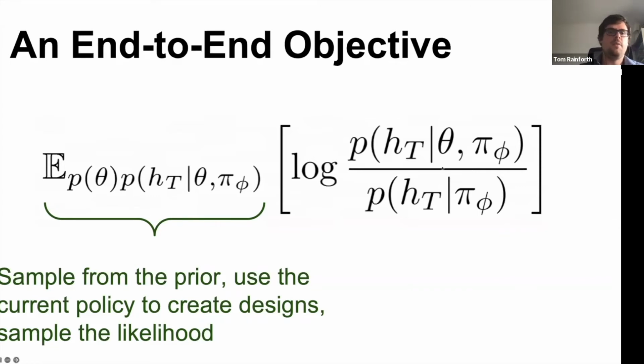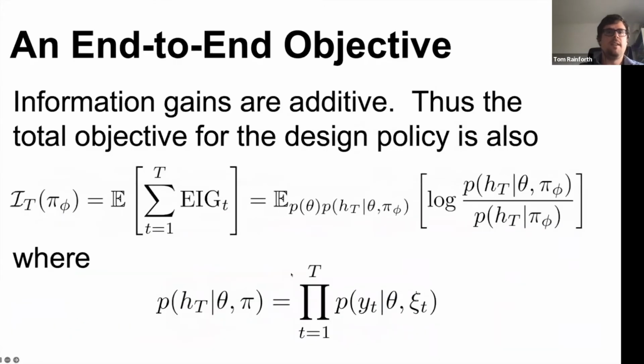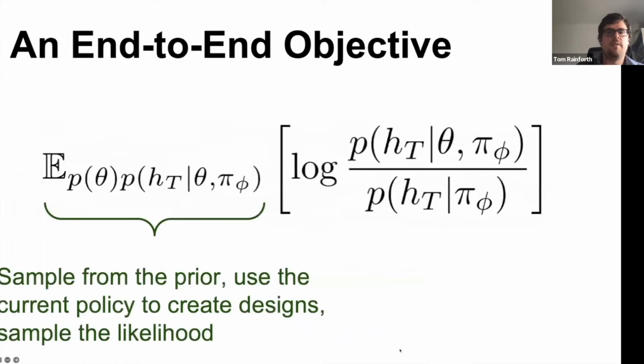But we can evaluate everything. We just autoregressively evaluate these terms. So this overall likelihood is just the product from t equals 1 to T of the likelihood of y_t given theta and chi_t, and similarly p of h_T given the policy is just the same product but without theta. So both of these are things we can directly evaluate. So now we've got this generalization of the EIG. We've taken the EIG for a design and reformulated it in terms of a policy.